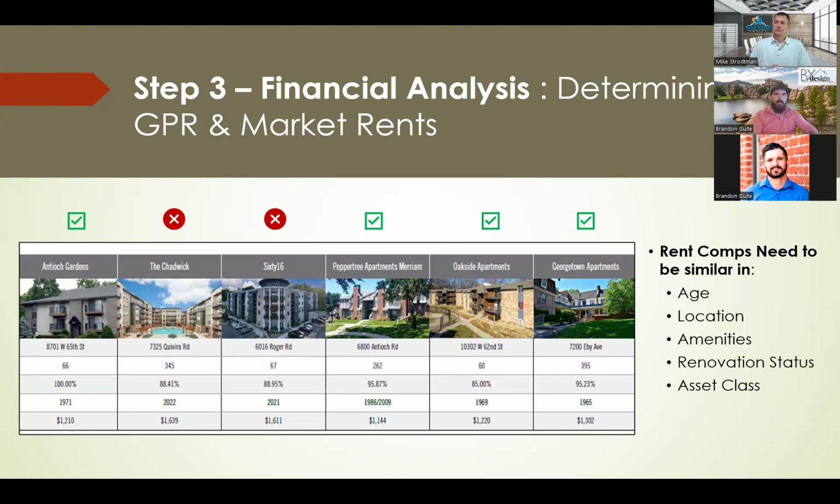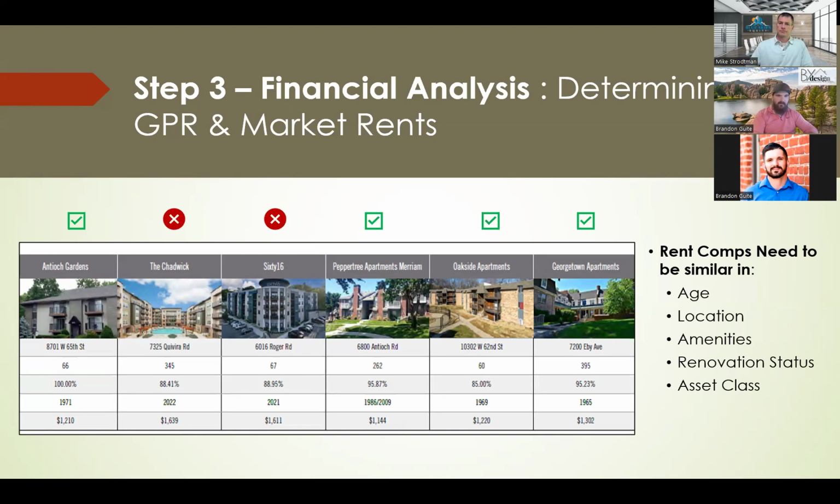You want to make sure that these rent comps are similar in age, location, amenities, asset class, to the property that you're looking at. So in this example here, this is actually directly from the broker OM. It's very similar to what you should be able to see from any offering. If it's from a sponsor to invest in a project, you should see something similar here. It might be a little small here on the screen, but these were the properties that they were comparing rents to come up with their market rents.